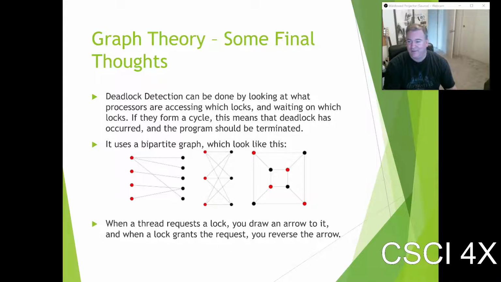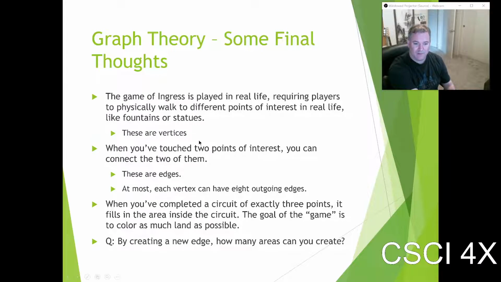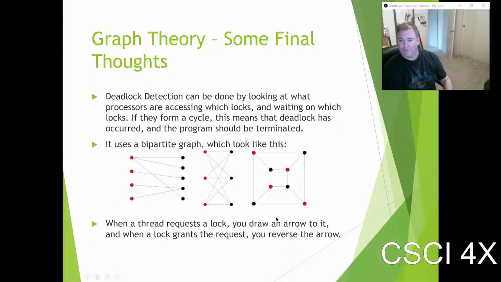Basically, if you detect a cycle on the graph, on the left-hand side you've got the threads, on the right-hand side you've got the locks. And basically, if you ever detect a cycle, then there's a deadlock, and you have your locking system or whatever kill the program or throw an exception or whatever. Break the deadlock. Okay.